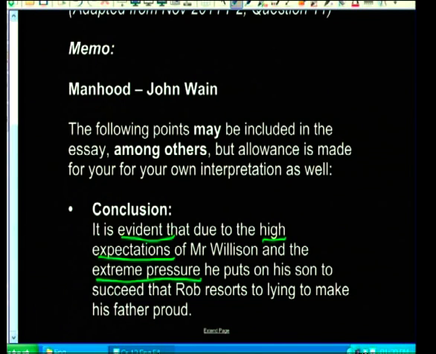And here you will see there's a conflict. There's a conflict between the high expectations of the father and the extreme pressure that is felt by Rob, so that he resorts to lying. Can that be justified? That's what you have to state. I would now like to go on to the contextual question.